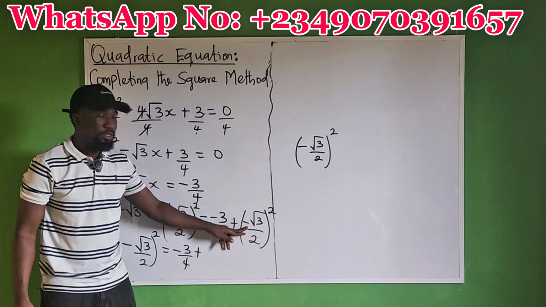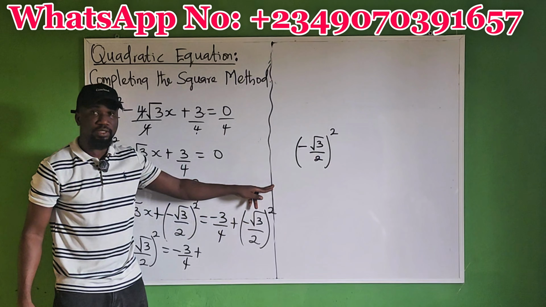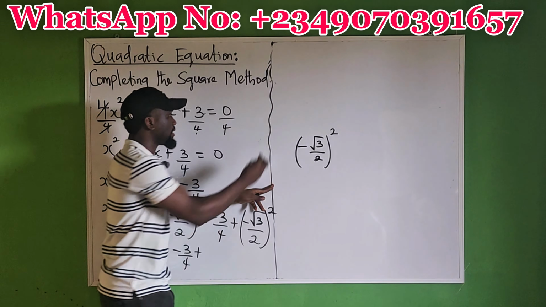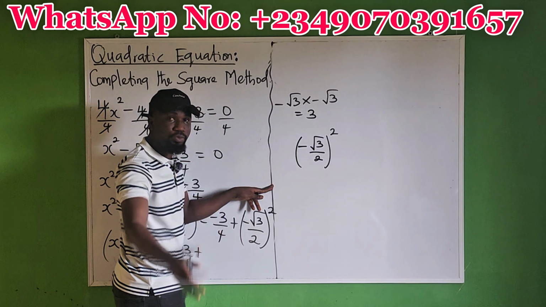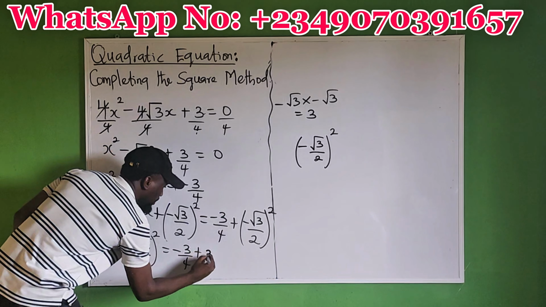So let's solve this. Negative root 3 squared gives us negative root 3 multiplied by negative root 3. Minus times minus is plus, and root 3 times root 3 is 3. So the answer is positive 3. Just as root 2 times root 2 is 2. So what we have here is 3 divided by 2 squared, which is 4. I believe you are getting it. All right.